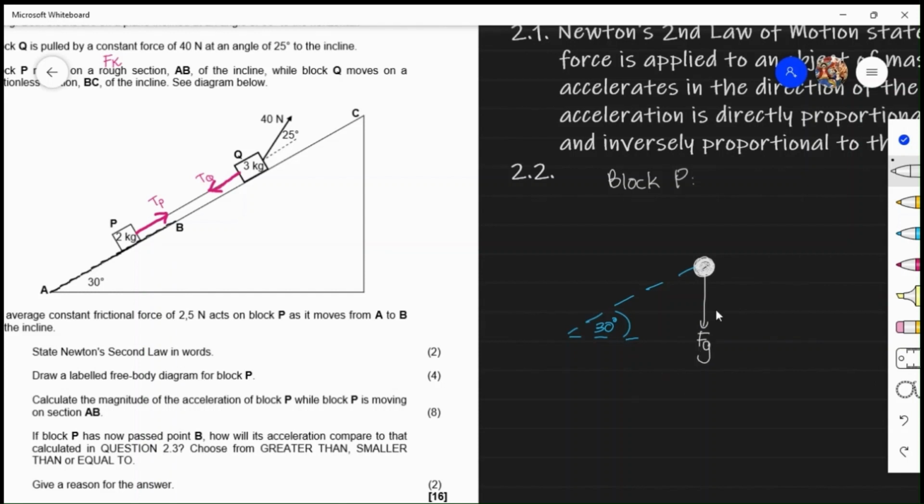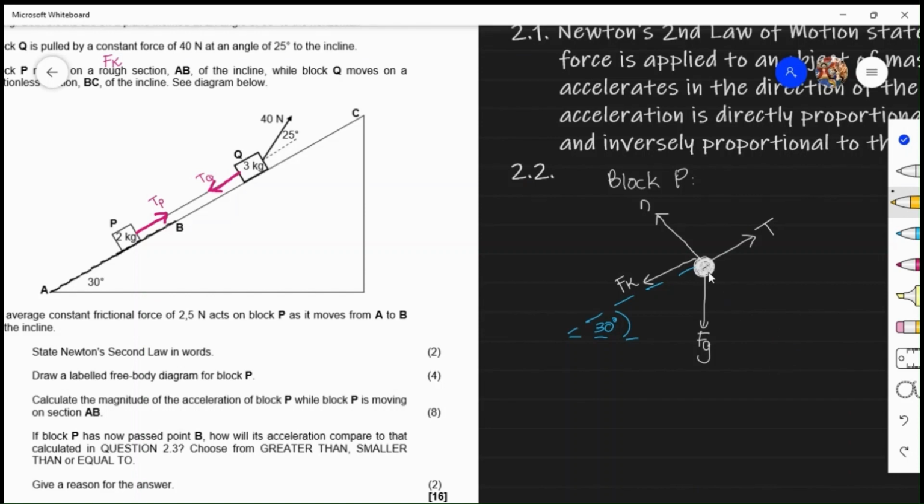We then have a normal force that is acting perpendicular to the surface on which our object is moving. We then have tensional force that is acting up the incline. In addition to that, we have kinetic friction that acts in the opposite direction of motion, which is down the incline. Now, in addition to that, I'm going to include my components of my gravitational force.